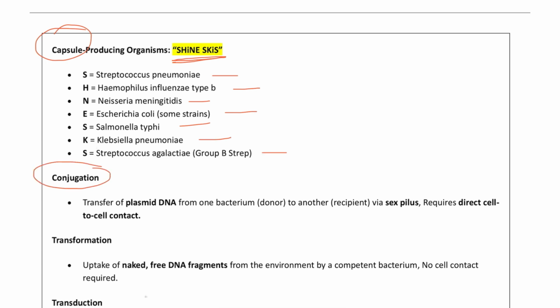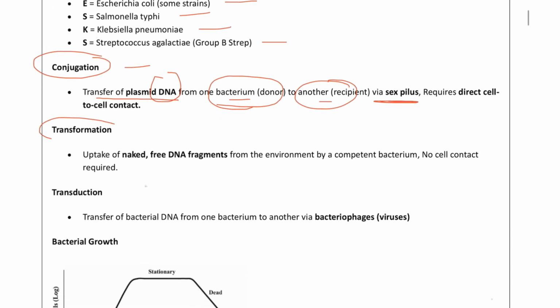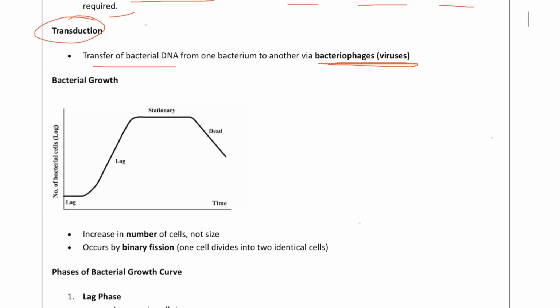Next, what is conjugation? Conjugation is transfer of plasmid DNA from one bacterium to another bacterium via the sex pilus. So you are just transferring the DNA from one bacterium to another via the sex pilus. This is conjugation. And next, transformation: uptake of naked free DNA fragments from the environment by competent bacteria. No cell contact is required. Next, transduction is where we use a bacteriophage for bacterial DNA transfer. These are the important definitions that have been asked in previous sessions also.